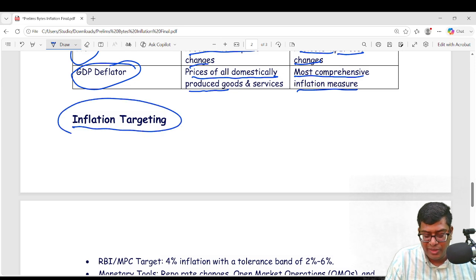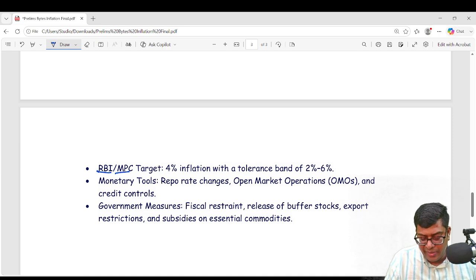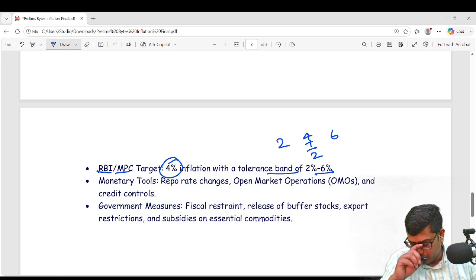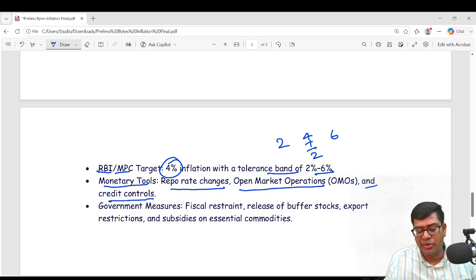Now next is inflation targeting. RBI through the Monetary Policy Committee targets 4% inflation with a tolerance band of 2 to 6%. So the minimum tolerance band is 2% and the maximum tolerance band is 6%. So 4% plus minus 2%. Next are monetary tools. RBI, through repo rate changes, open market operations and credit control, tries to control inflation.